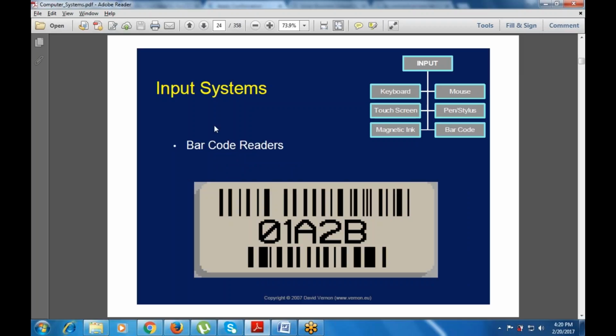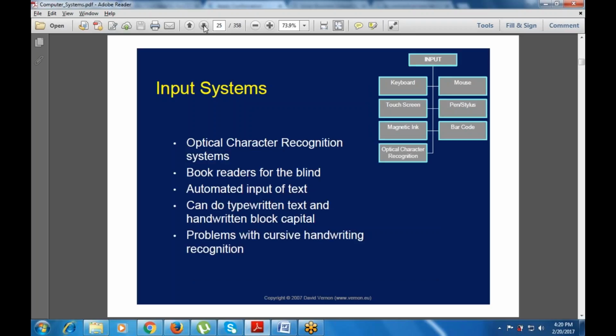The next one is the barcode reader. This is the barcode reader that is available over here. So this is 01A2B. This is the barcode reader that is used to read the barcode.